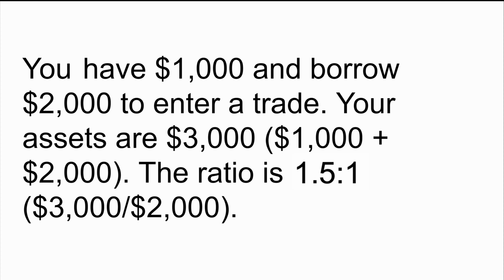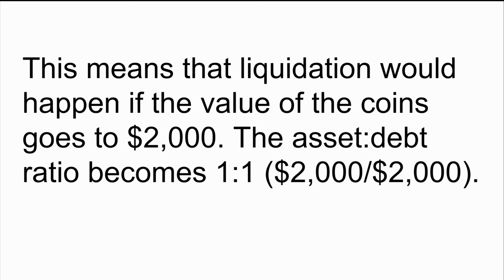So here is kind of an example. You have $1,000 and borrow $2,000 to enter a trade. Your assets are now worth $3,000, which is the $1,000 plus the $2,000 that you borrowed. So this ratio is 1.5-to-1, which is the $3,000 divided by the $2,000. So what this would mean is that liquidation would happen if the value of the assets or the coins goes to $2,000. This means the asset to debt ratio becomes 1-to-1, which is the $2,000 divided by the $2,000.